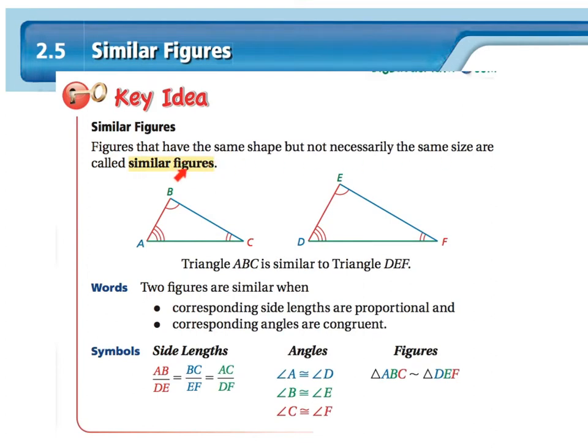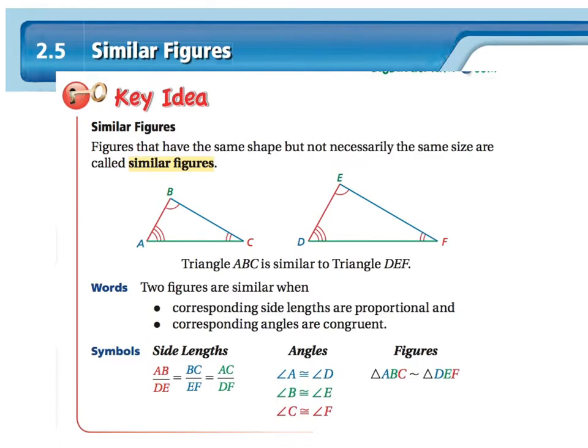Figures that have the same shape but not necessarily the same size are called similar figures. As you can see here, we have two triangles that are not the same size. Angle A and angle D are corresponding. Angle B and angle E are corresponding. Angle C and angle F are corresponding. Now, what does that mean?